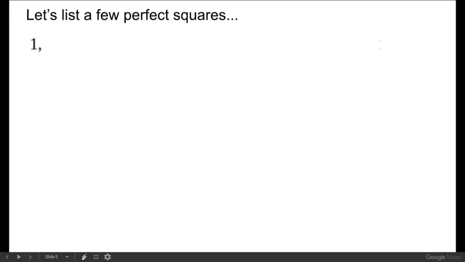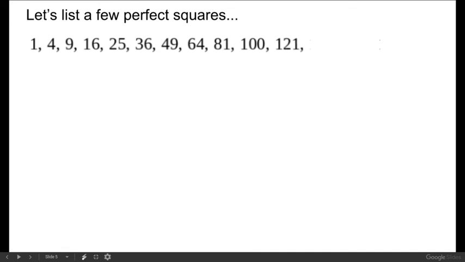So 1 times 1 is 1. 2 times 2, 4. 3 times 3, 9. 4 times 4, 16. 5 times 5, 25. 6 times 6, 36. 7 times 7, 49. 8 times 8, 64. 9 times 9, 81. 10 times 10 is 100. We're going to go up to 15. 11 times 11 is 121. 12 times 12 is 144. 13 times 13, 169. 14 times 14, 196, and 15 times 15 is 255.